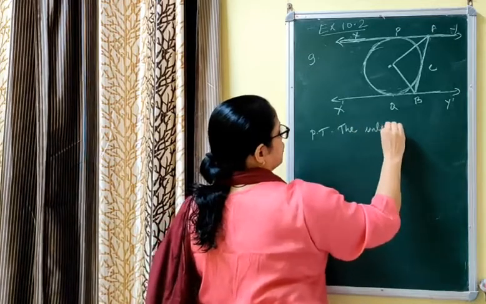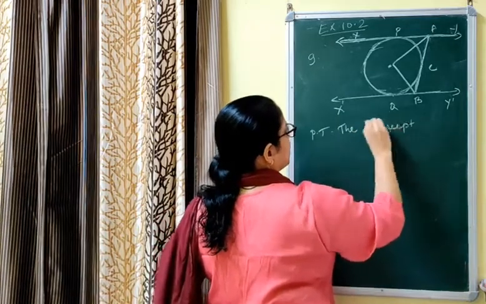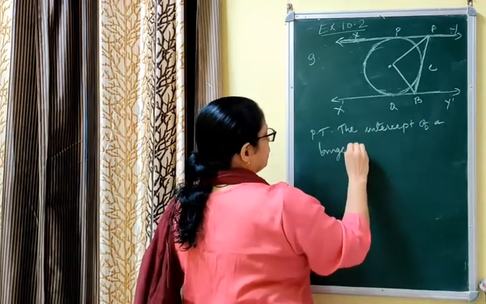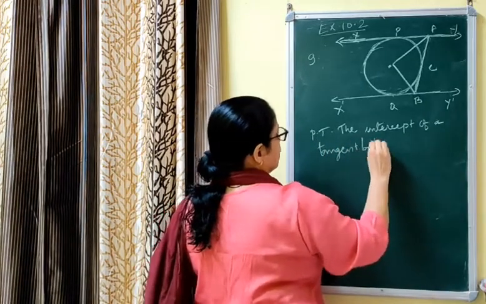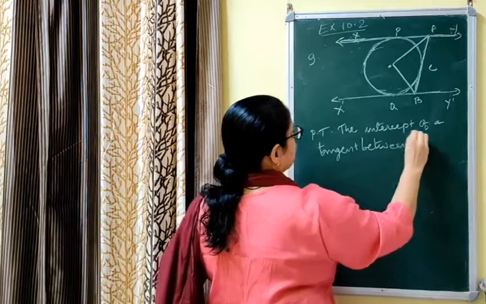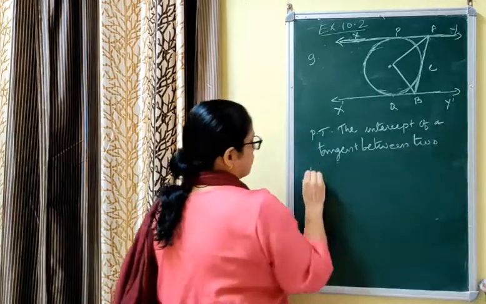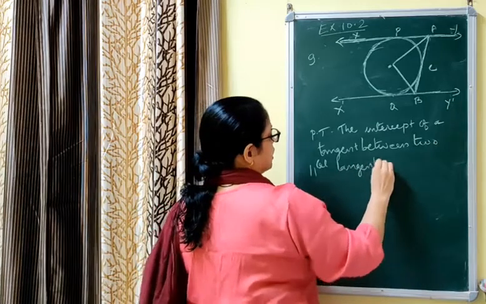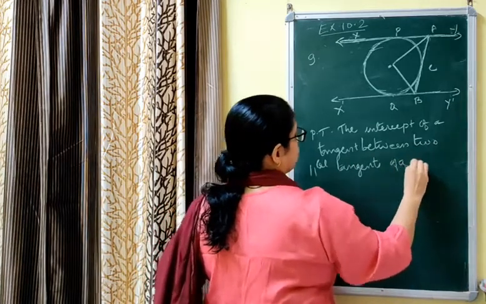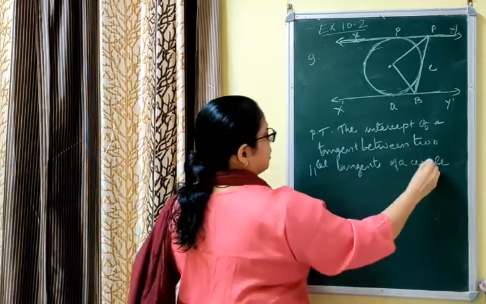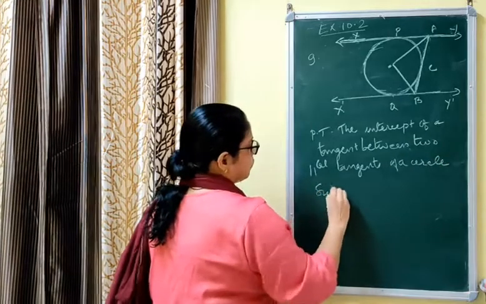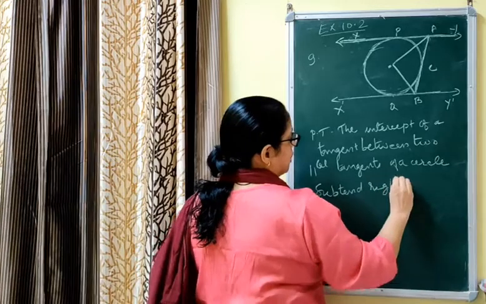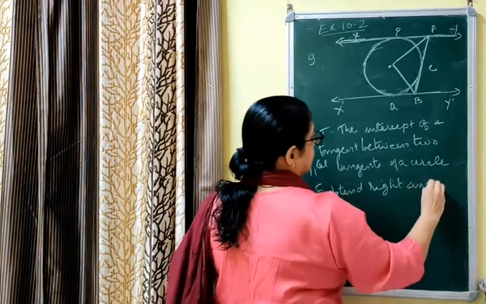The intercept of a tangent between two parallel tangents of a circle subtends a right angle at the center. Subtend means to make. Right angle at the center.